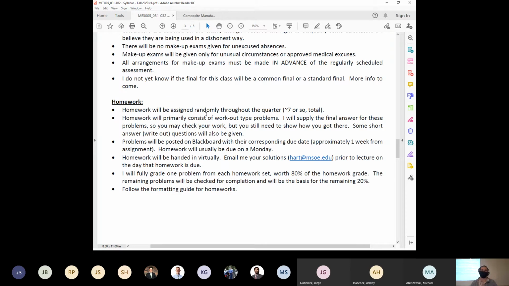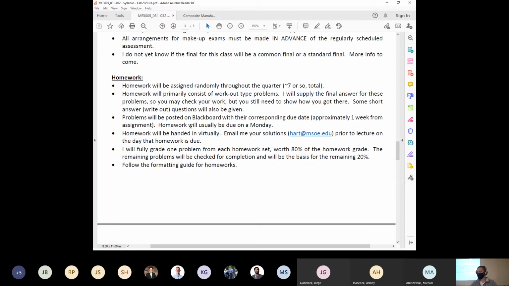You'll hand it in by email to me, so figure out a way to take a picture of it, either with your phone or I think you got cameras on your laptops. Take a picture of it and send it to me by email. I'll respond by email with your grade and some comments. All right, so that's how the homework hand-in is going to work. And you'll be able to track your grades for everything on Blackboard as well.